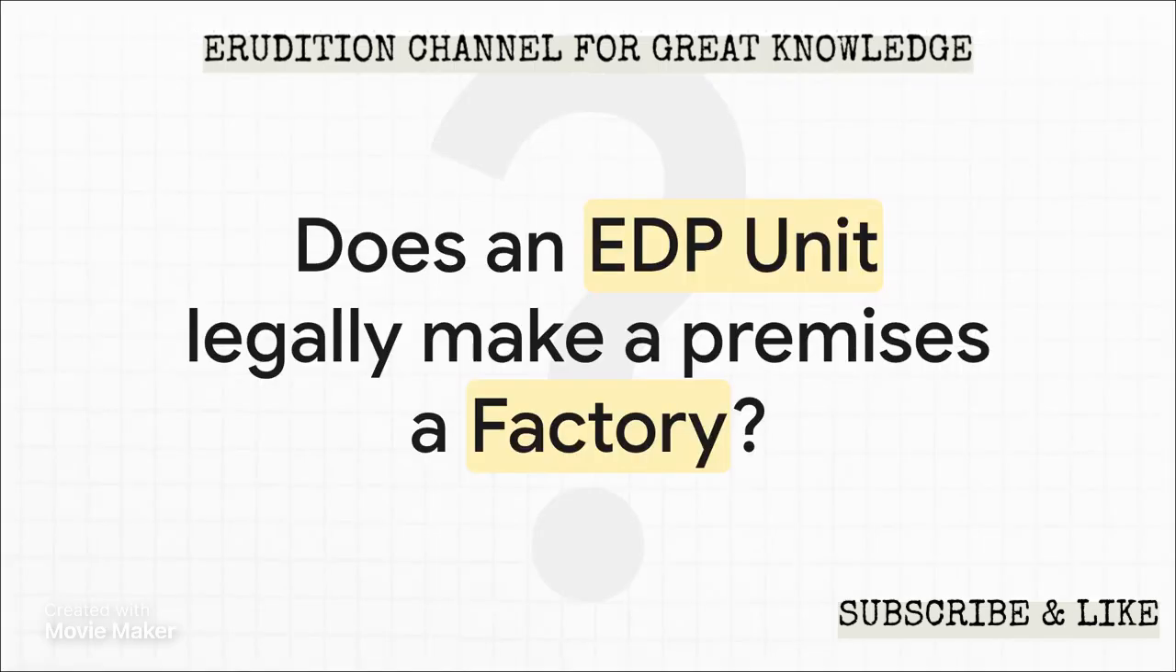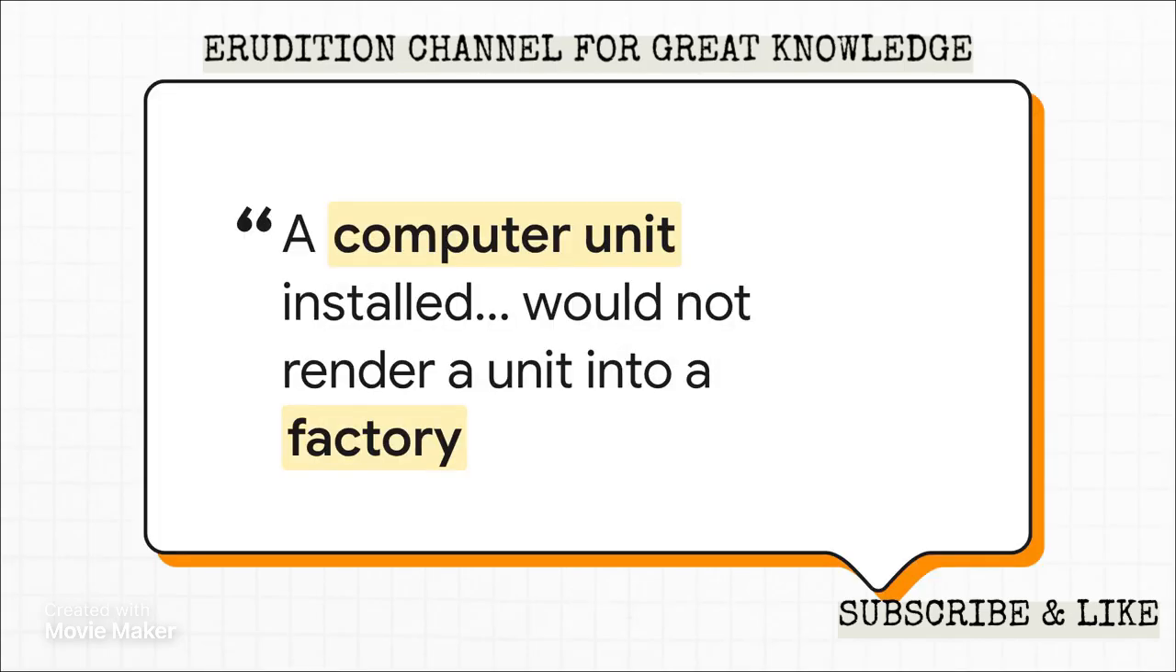Now, let's test your legal intuition with a classic trick question examiners love to use. Imagine an employer installs 20 computers in a regular office and has 30 people working on them. Does that office suddenly become a factory? The answer is a hard no, and you can prove it using the Seal and Raj case. The court confirmed that just installing an electronic data processing unit, or computers, does not turn an office into a factory, provided that no actual physical manufacturing process is happening there.